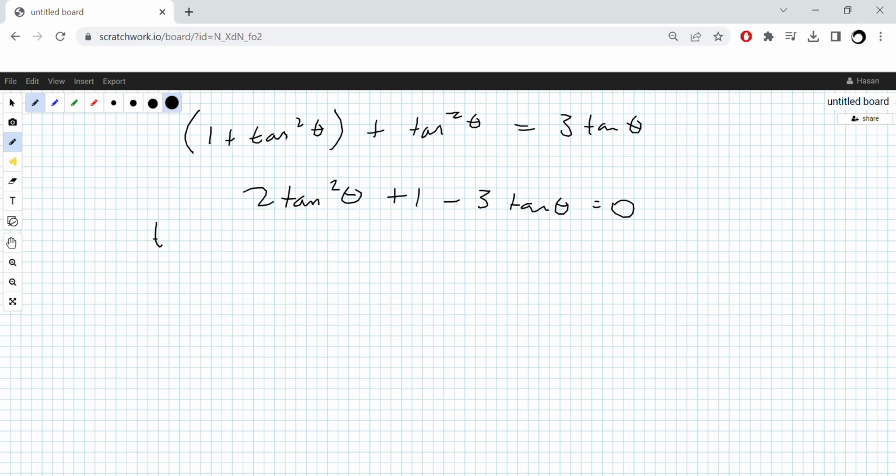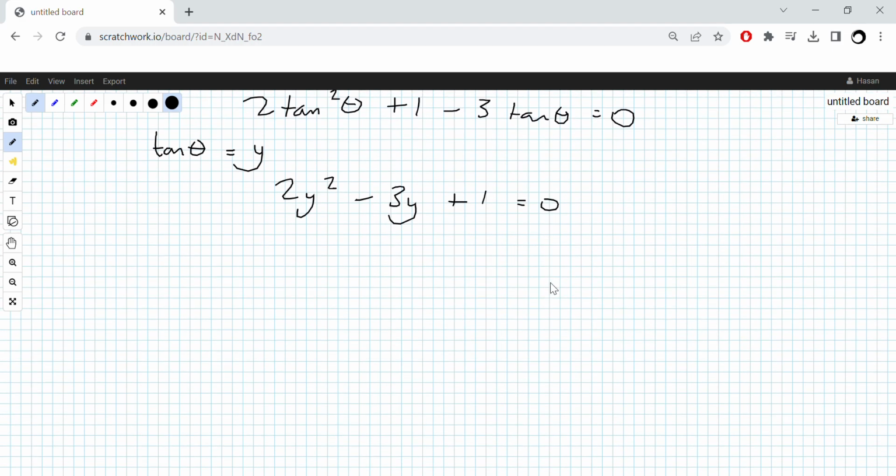Now, to make it easier for us, as I always will do myself, let tan theta equal y, so let's replace everything here. 2y squared minus 3y plus 1 equals 0. Now we can just factorize. 2 times 1 is 2. The factors of 2, which add to give minus 3 will be minus 2, minus 1.